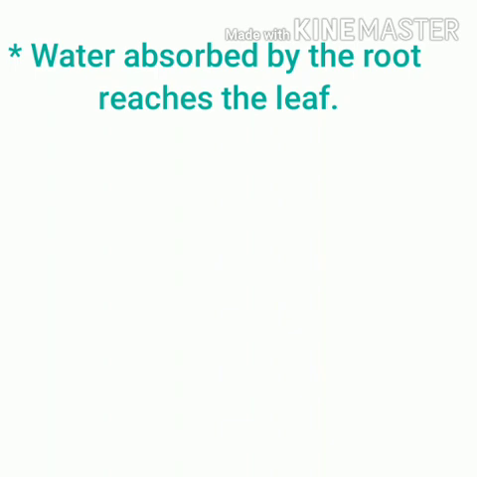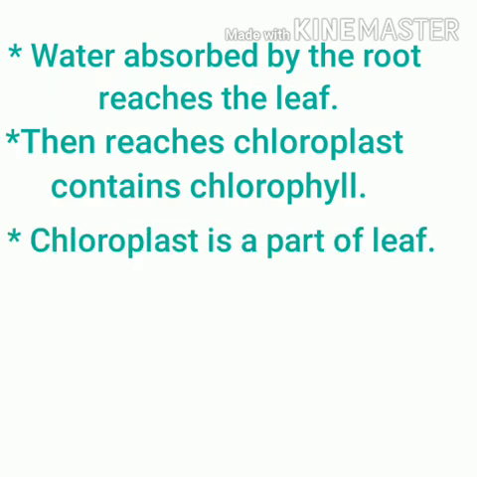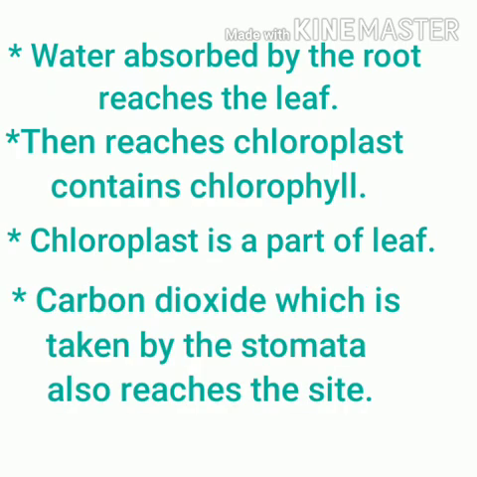Now the water absorbed by the root reaches the leaf. In the leaf there is one side that has chlorophyll. Inside, chloroplast will be there. It is a part of a leaf cell. Chloroplast gives the green color, as I already said, chlorophyll. So the water will reach that side, and the carbon dioxide taken by the stomata also reaches the chloroplast, which is the site of photosynthesis. Site means place. Okay, chlorophyll also traps the sunlight.